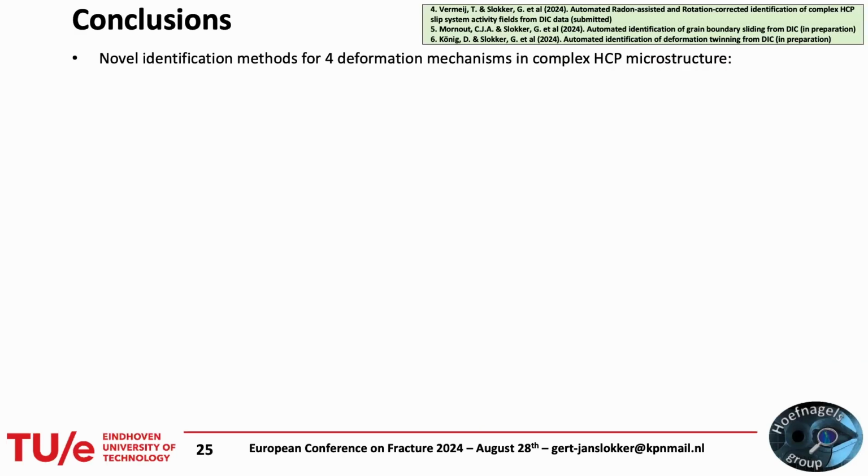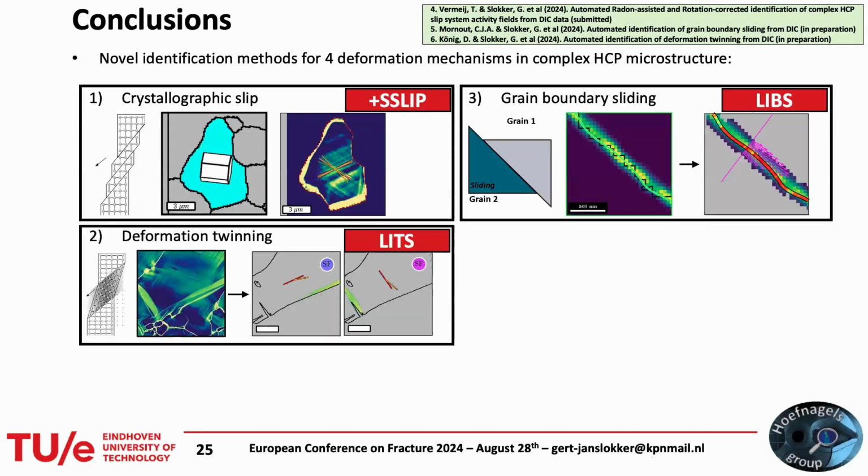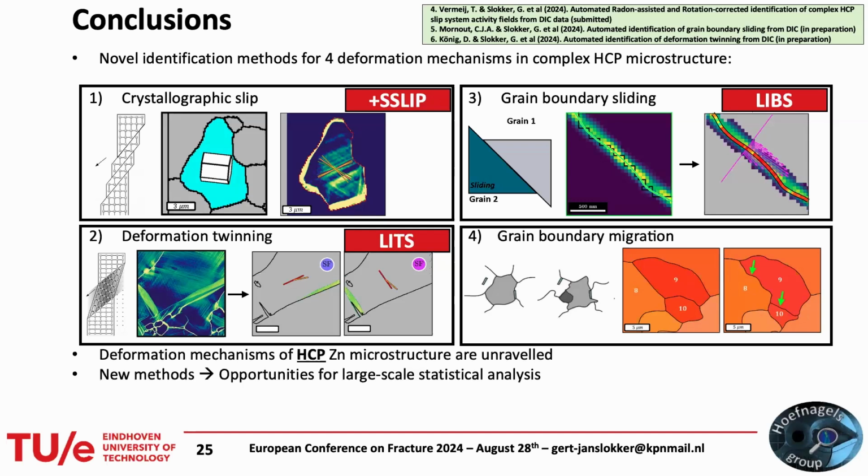Then the final conclusion points. We have now introduced novel identification methods to identify the 4 different deformation mechanisms in complex HCP microstructure, in this case zinc. So plus slip for crystallographic slip, LITS for deformation twinning, and for grain boundary sliding we use LIBS. And for grain boundary migration, we do not really have a method, but we really identified that it was happening. So we understand the deformation mechanisms, and this really opens the world for more statistical analysis, but also for looking at the interactions of the different deformation mechanisms.